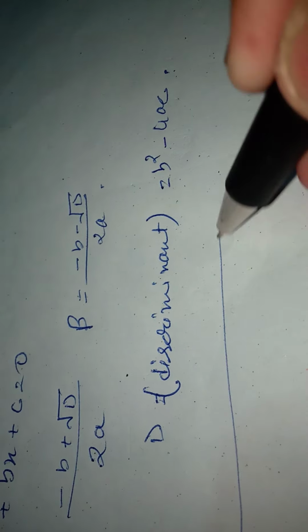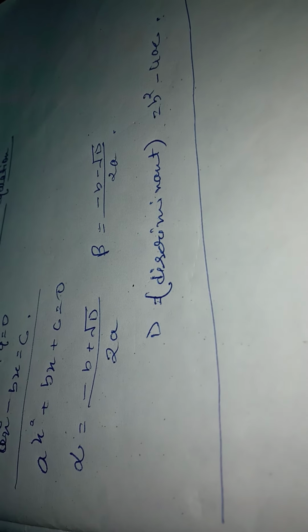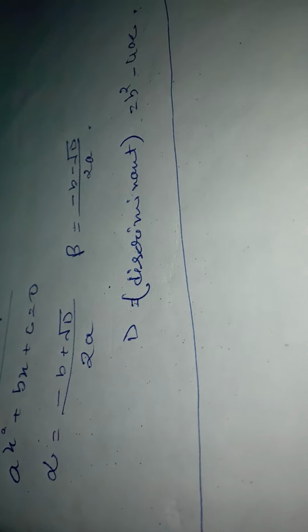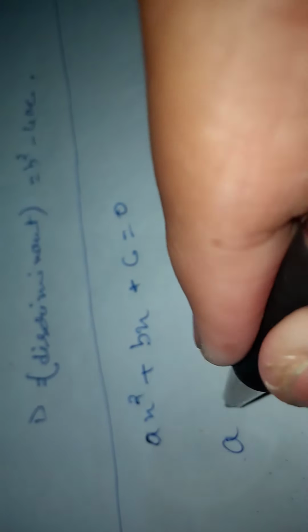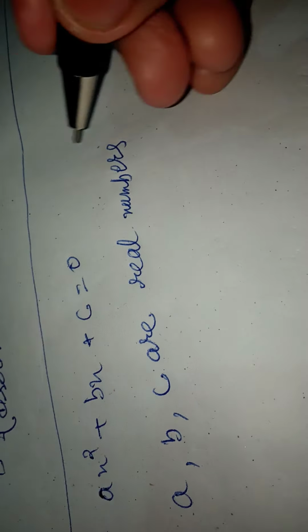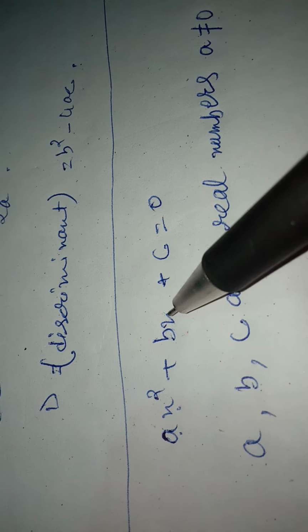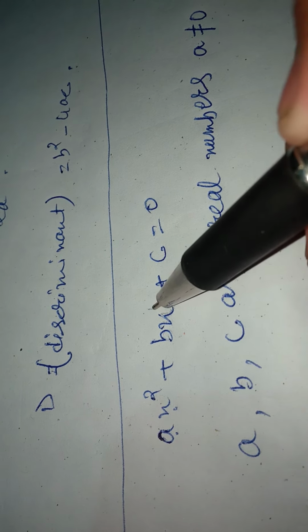So what is a quadratic equation? A quadratic equation in a variable x is an equation of the form ax square plus bx plus c equals 0, where a, b, c are real numbers and a is not equal to 0. If a becomes 0, then x square becomes 0, and this will be a linear equation because the x power is 1.